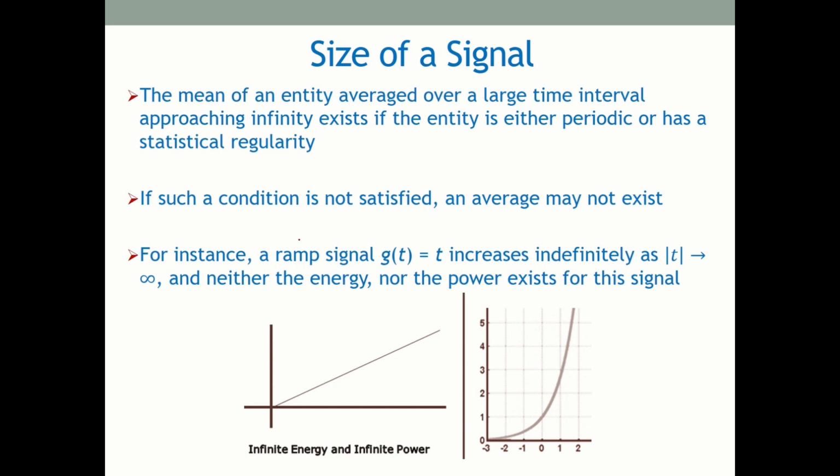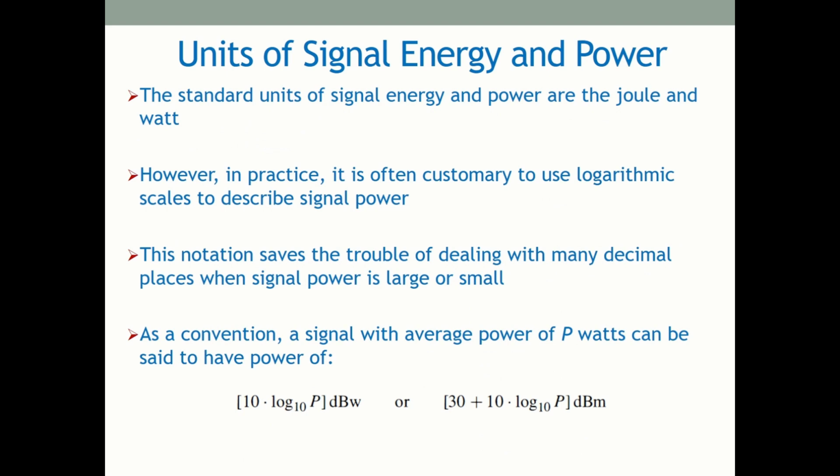We need to consider the time average of energy, which will give us a finite value of power for this signal. Then there is a third type of signals, where the signal does not have a statistical regularity. There is no time period after which the signal repeats itself. For example, the ramp signal or an exponential increase: we cannot measure their energy, and we cannot even measure their power, because they will give us infinite values for energy and power. So these are the signals for which we cannot determine these two quantities.